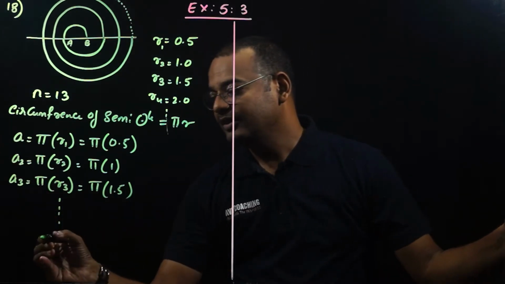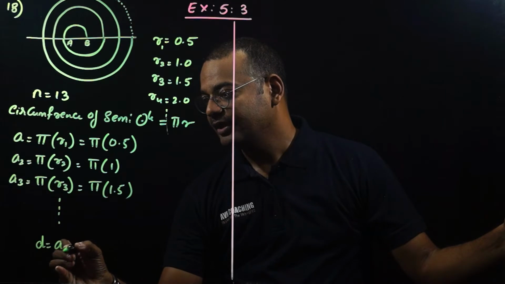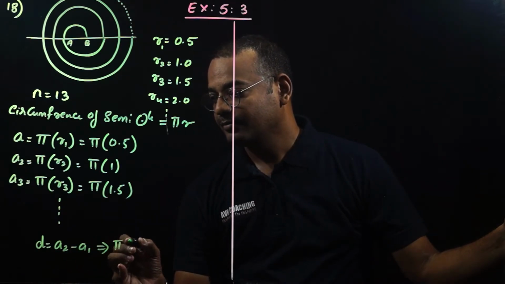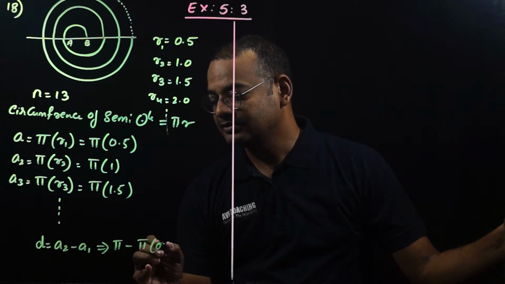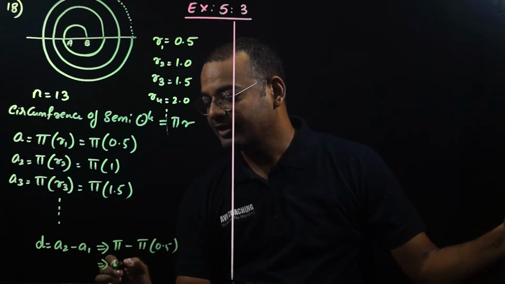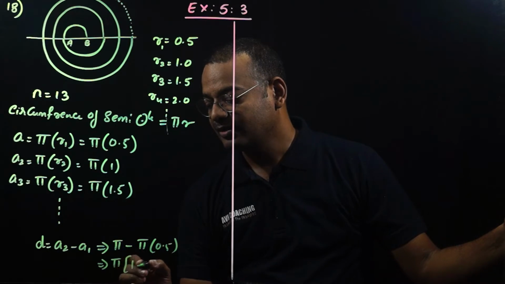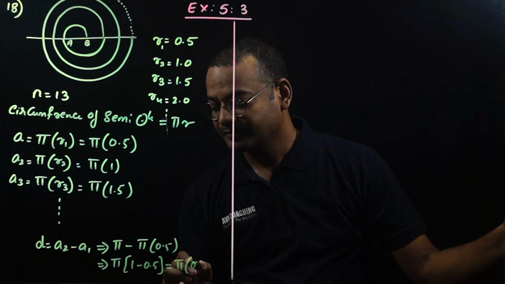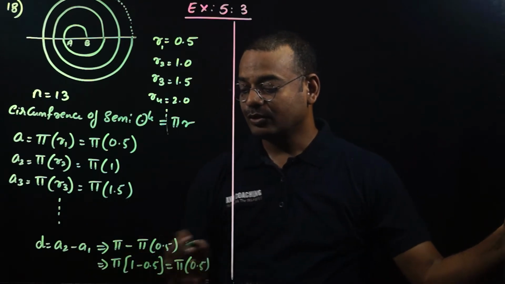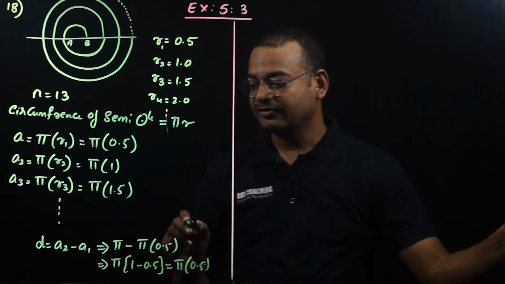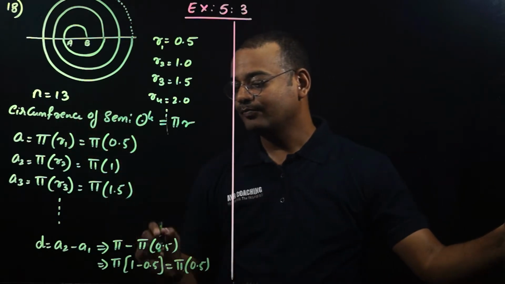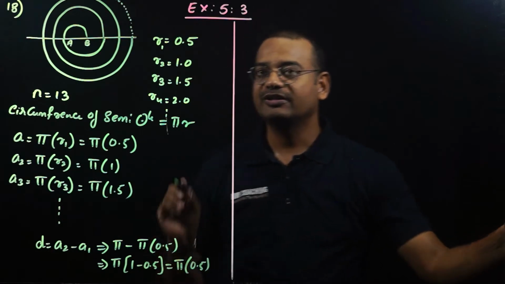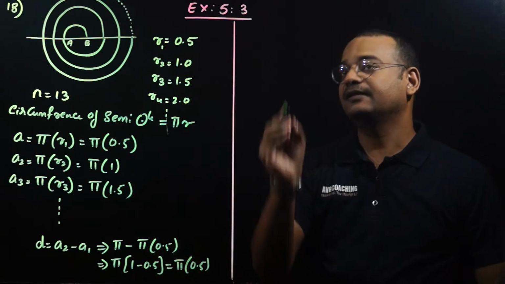Now the D value will be, D is equal to A2 minus A1, which is equal to pi minus pi into 0.5. So if we take pi common here, this will be 1 minus 0.5, which is equal to pi into 0.5. D is equal to pi into 0.5. So we have the A value, we have the D value, we also have the N value. The number of rounds we have to find is 13.